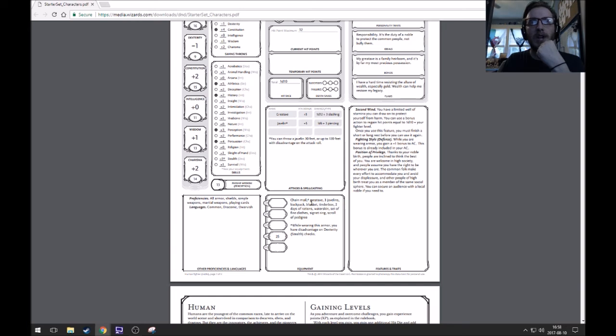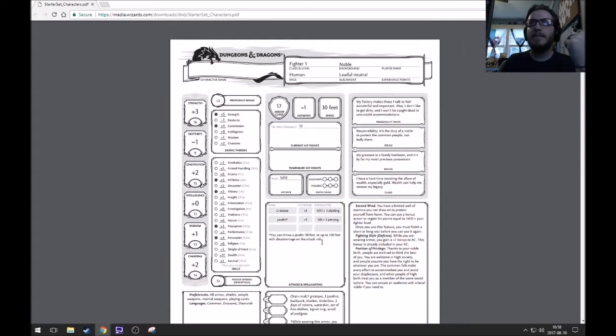If you notice adjacent to this chainmail, there's this little tiny asterisk here. So we go down here. While wearing this armor, you have disadvantage on stealth checks. Since chainmail is heavy, you aren't as sneaky while wearing it.